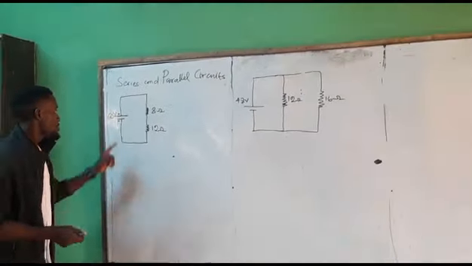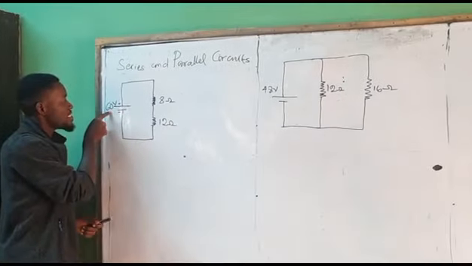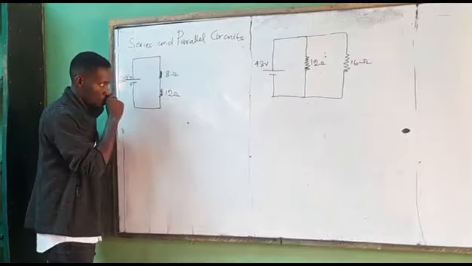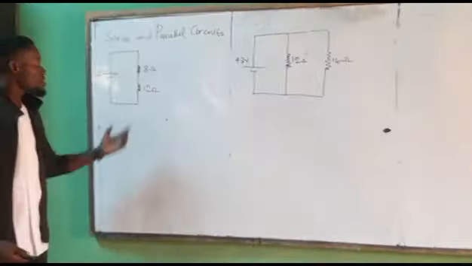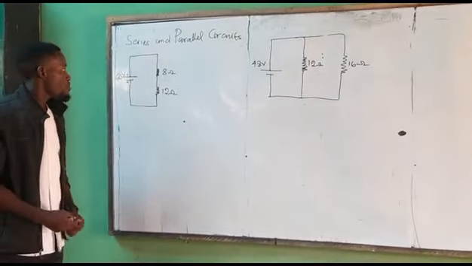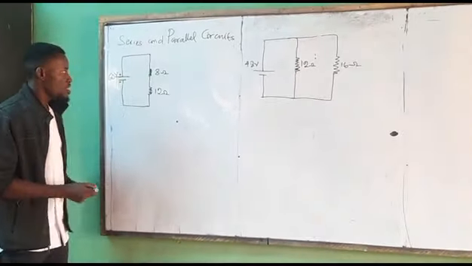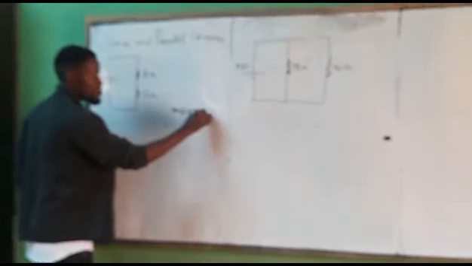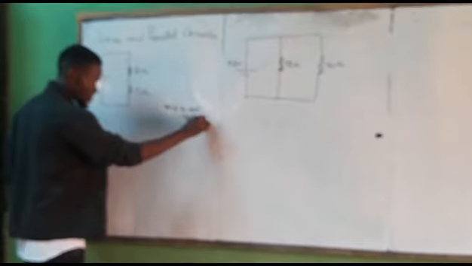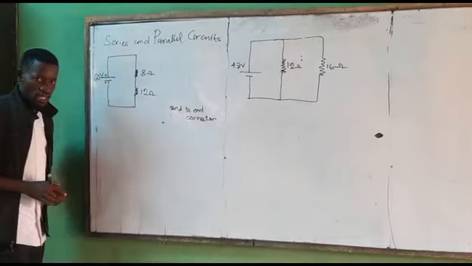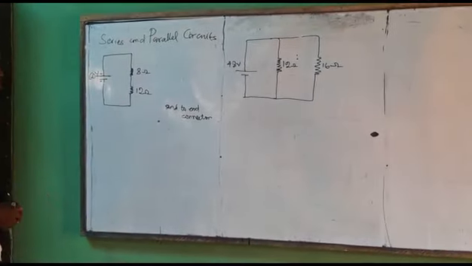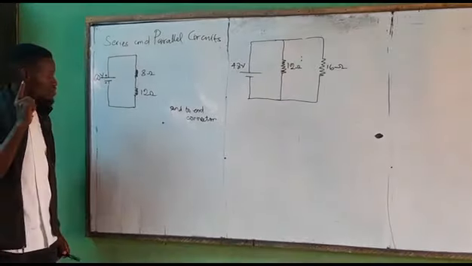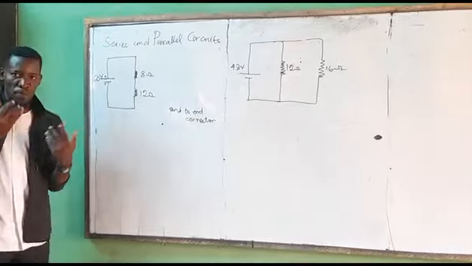Okay, now for the cell, our cell is 60 volts, while our resistance is 8 ohms and 12 ohms. Now, how do we know that this is a series connection? We know that series connection is an end-to-end connection. And also, another issue you understand is that in series connection, the current only has one path to move. That it only has a single path to flow.